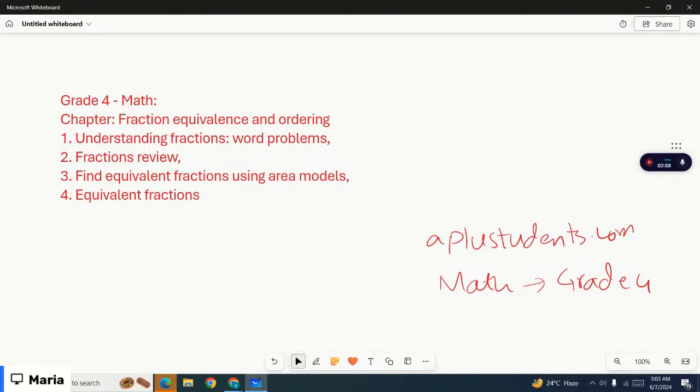The lessons we're going to cover today are understanding fractions word problems, fractions review, find equivalent fractions using area models, and equivalent fractions. So please make sure you have your notebook and pencil so that you can note down the important examples and definitions as well.